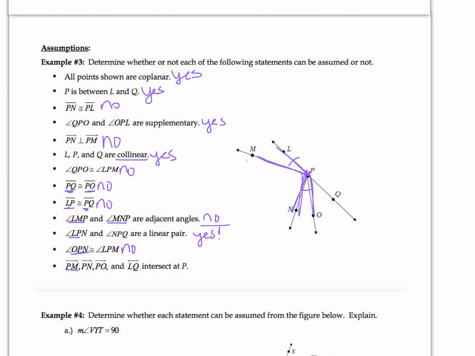What about ray PM, PN, PO, and line LQ? Did they intersect at P? Well, don't they all have P in it? Yes. They all intersect at P, right? Everything does.